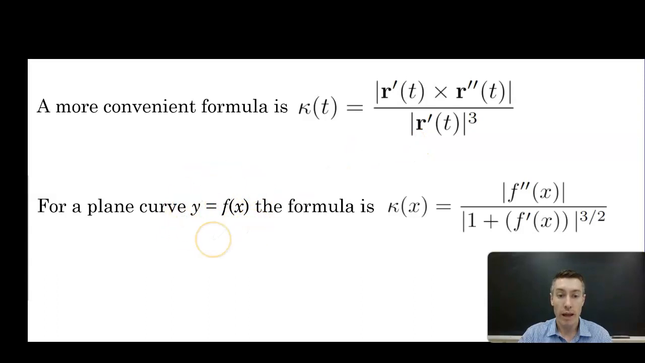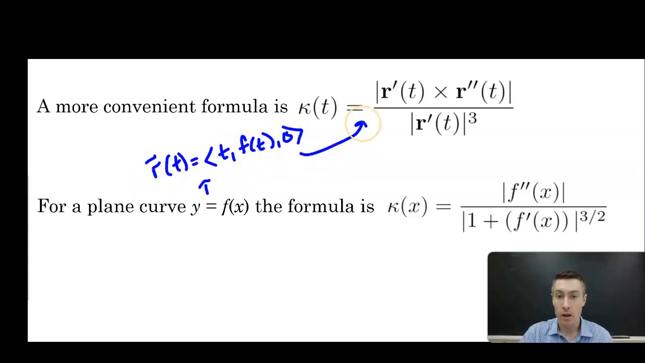If I was given y equals x squared, the way I use the first formula is to parameterize the curve, something that we have done before. So I would parameterize this as r of t is t, f of t, 0. That would be the parameterization of a curve in two space. So if it was y equals x squared, we would have t, t squared, 0. Now we've defined a vector function, so now we can go and use that formula.